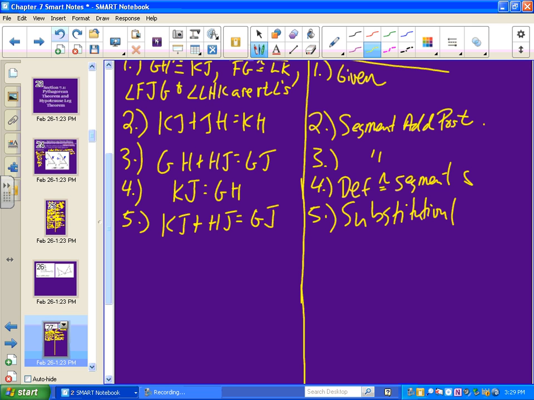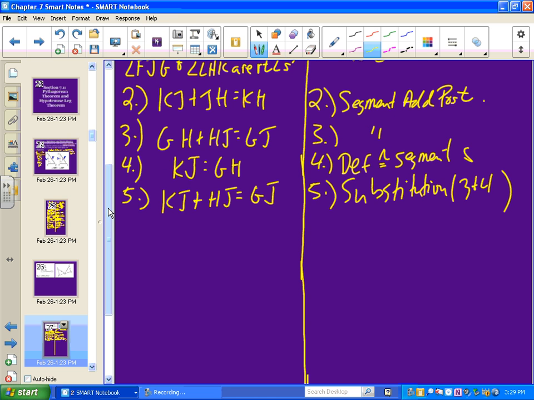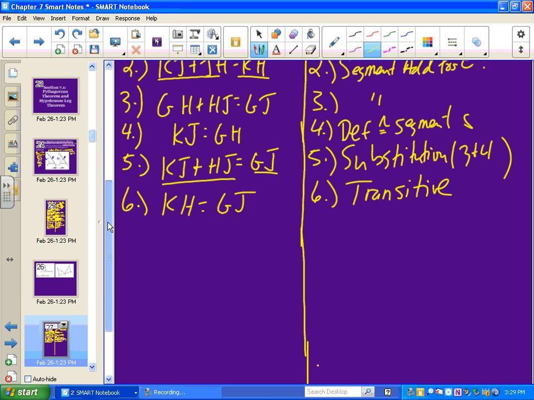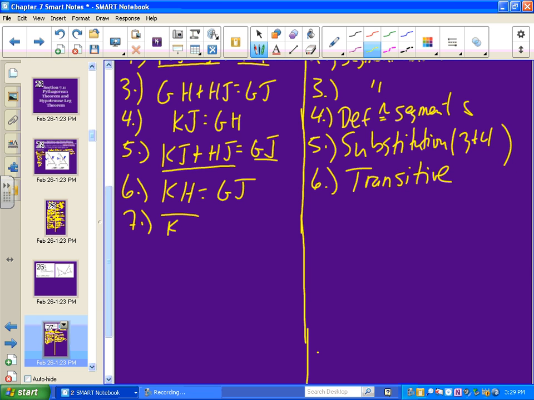Steps 3 and 4. From here, we can run transitive. We know that GJ is equal to KJ plus HJ, and KJ plus HJ is equal to KH. In steps 2 and 5. So if you look at steps 2 and 5, we have transitivity there. So that means KH equals GJ, transitive. And now that they're equal, that means they're congruent. Definition, congruent segments.